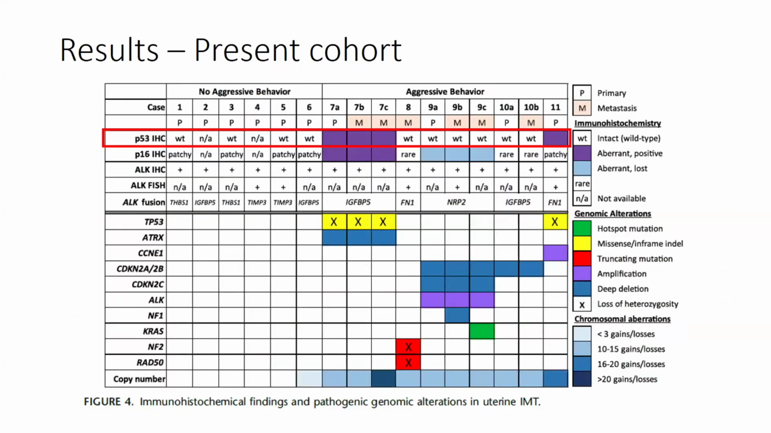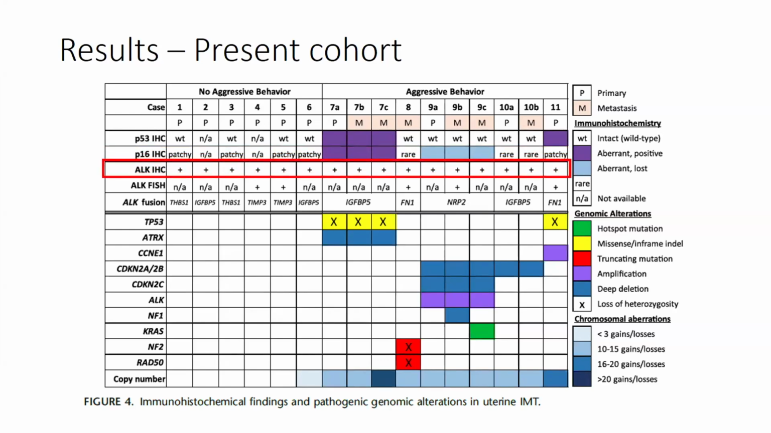This really large table just summarizes the IHC and molecular findings in the present cohort. With P53 IHC, all non-aggressive cases showed wild-type staining, whereas 2 aggressive cases showed aberrant staining. With P16 IHC, all non-aggressive cases again showed no aberrant staining. And with the aggressive cases, 2 again showed aberrant staining, 1 showing strong diffuse staining, and 1 showing aberrant absent staining.